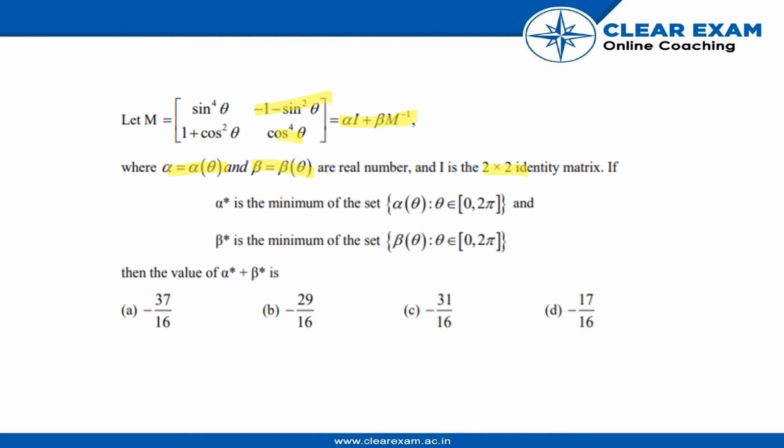If α* is the minimum of the set {α(θ) : θ ∈ [0, 2π)}, and β* is the minimum of the set {β(θ) : θ ∈ [0, 2π)}, then what we have to find is α* + β*. So let's solve this question.